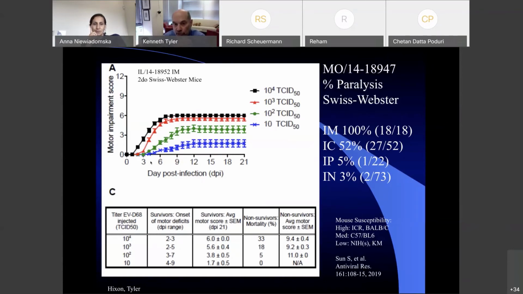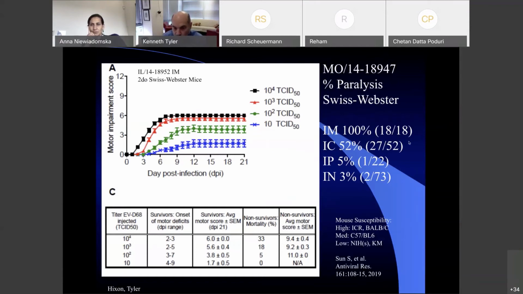We also were able to show that different routes of infection produce different frequencies of paralysis. The lowest rates were if you tried to mimic what I think was natural infection and did things like intranasal inoculations, where you can see on the right-hand column there in the blue background that only about 3% of mice inoculated intranasally developed paralytic disease. But if you gave it IC or IM, intracerebrally or intramuscularly, you could approach 100%.